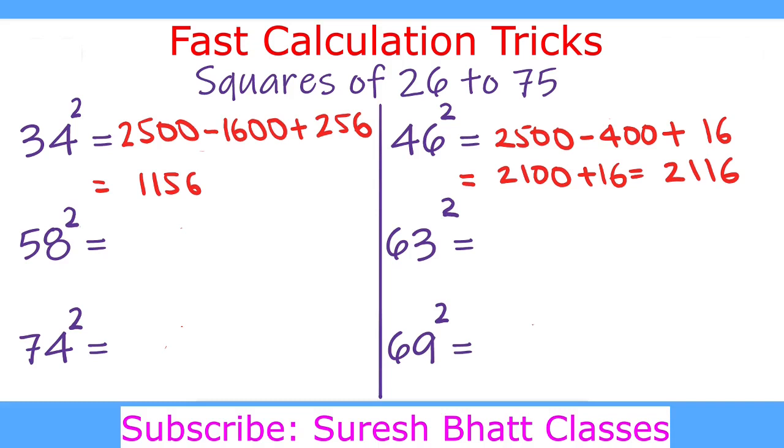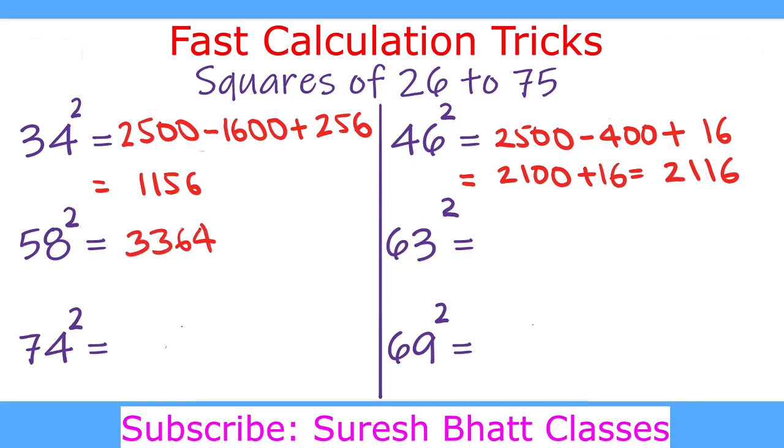Our next question is 58 square. The difference between 58 and 50 is 8. So 2500 plus 800 plus 64. 2500 plus 800 is 3300, plus 64 is 3364.